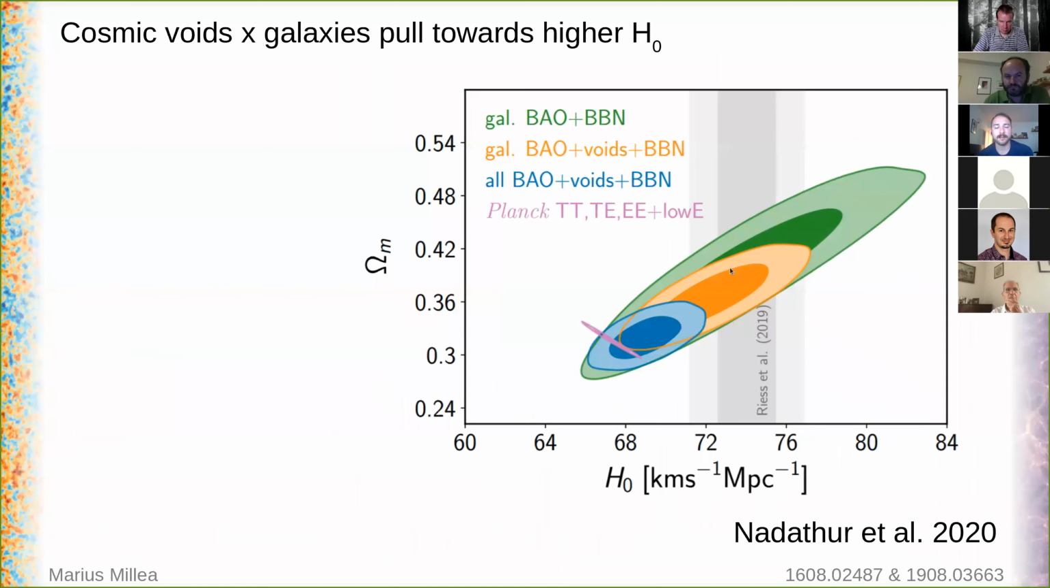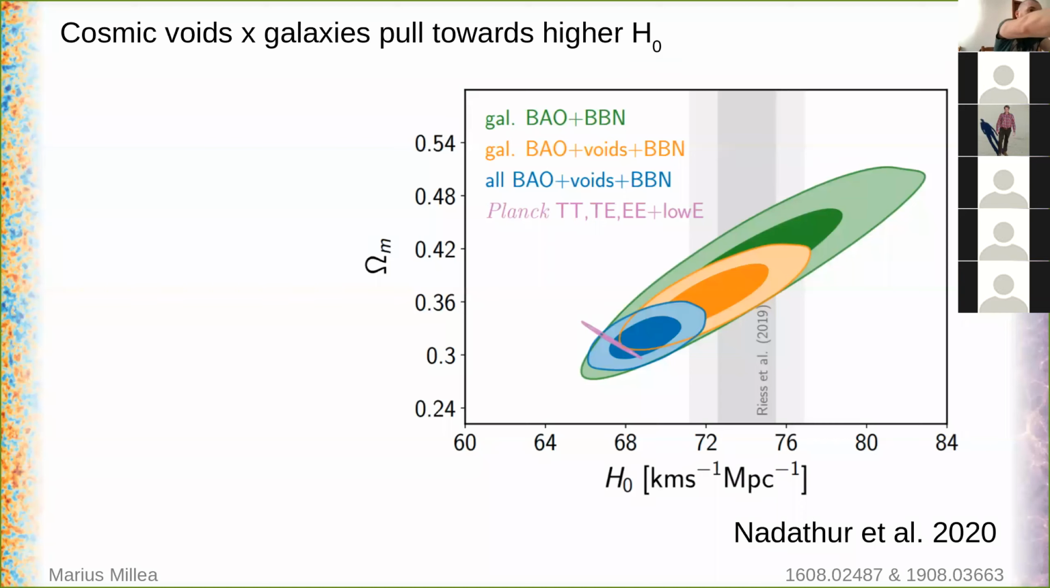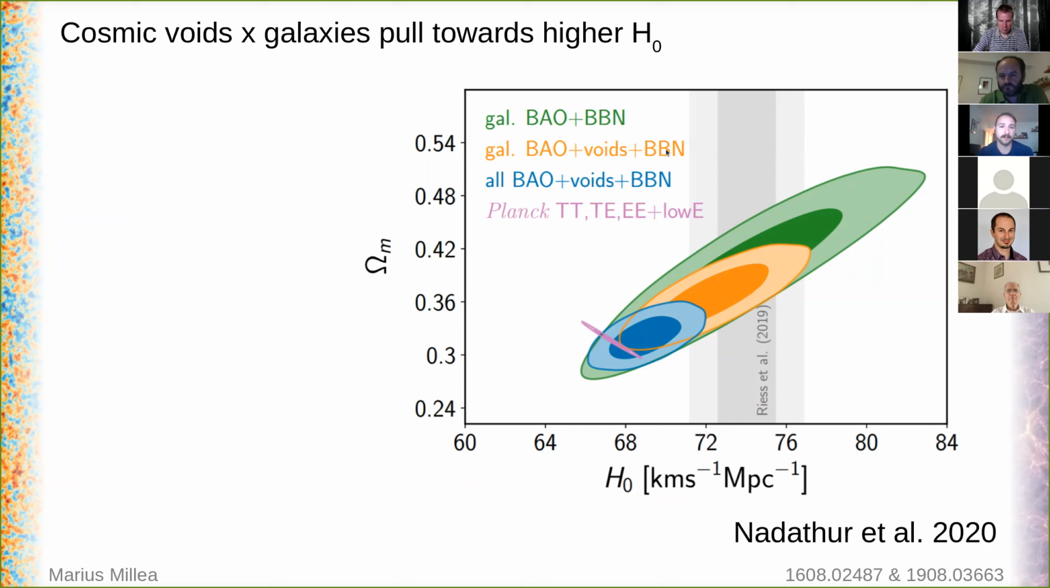There's one outlier in this story, that with early universe you get pulled to lower values of the Hubble constant, and that is when you add the power spectrum of cosmic voids to this, which gives you a data set which is independent of the CMB but still uses the early universe, but actually the voids pull you to slightly higher H naught. So I think this is quite an interesting analysis, although statistically it doesn't quite pull you all the way.